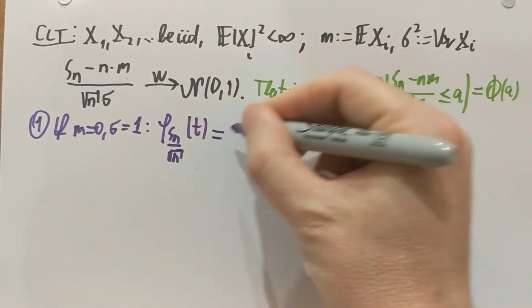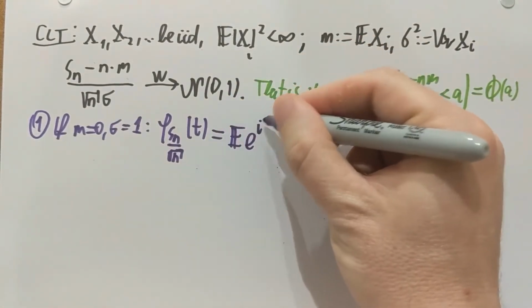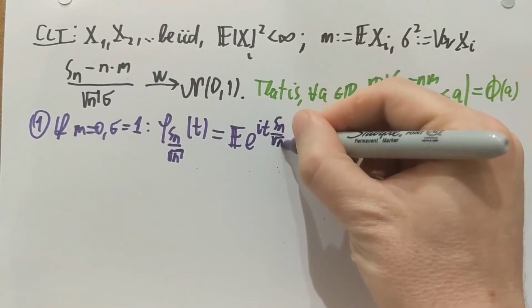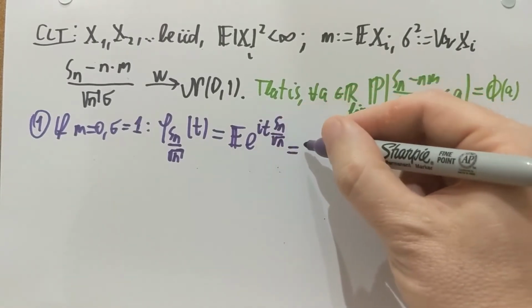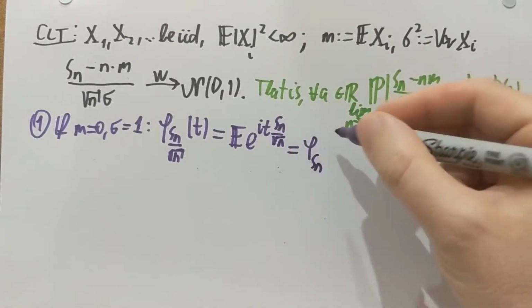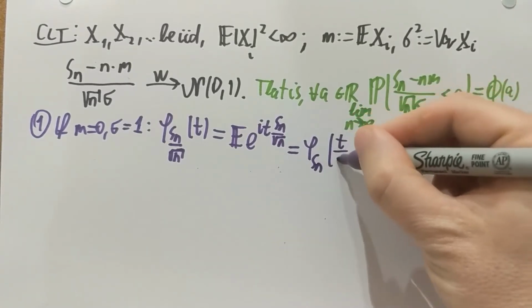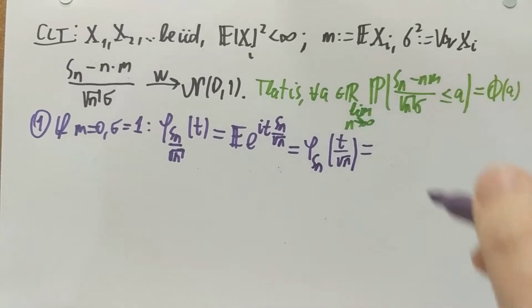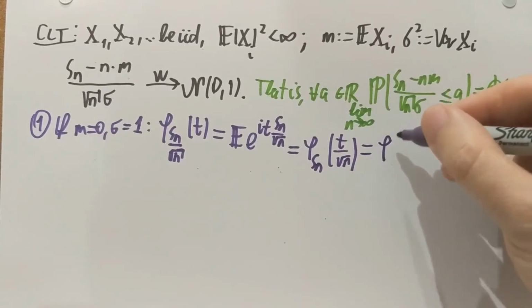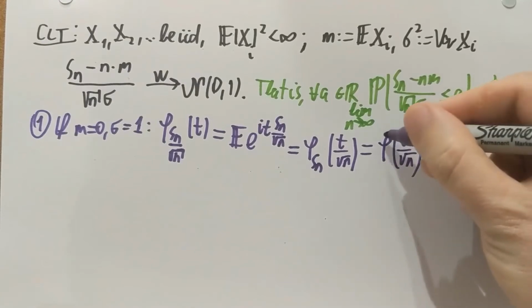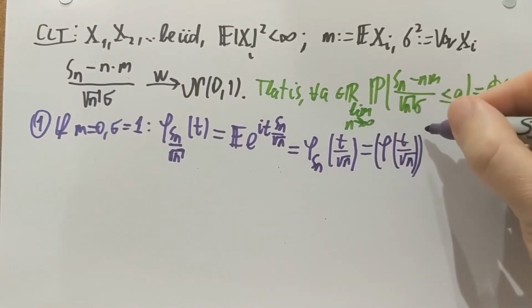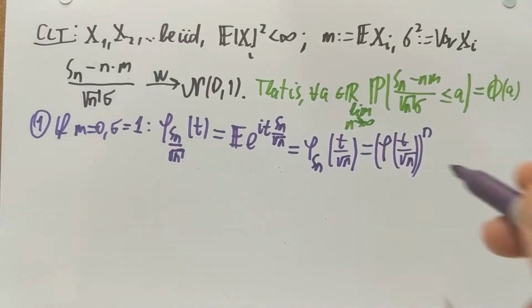As before, this is the expectation of exponential it Sn over root n, which is the same as the expectation of exponential it over root n times Sn, which you can write as the characteristic function of Sn taken at t over root n. And because Sn is the n-fold convolution of the Xi's, this is the individual characteristic function of the Xi's at t over root n raised to the nth power. So phi is the characteristic function of these IID random variables.